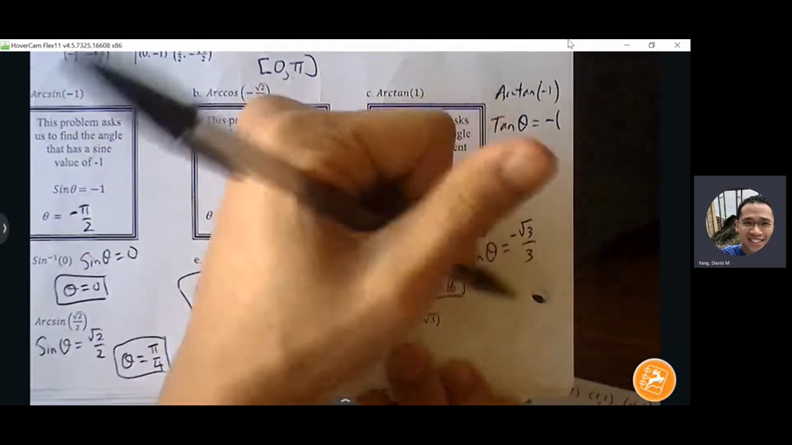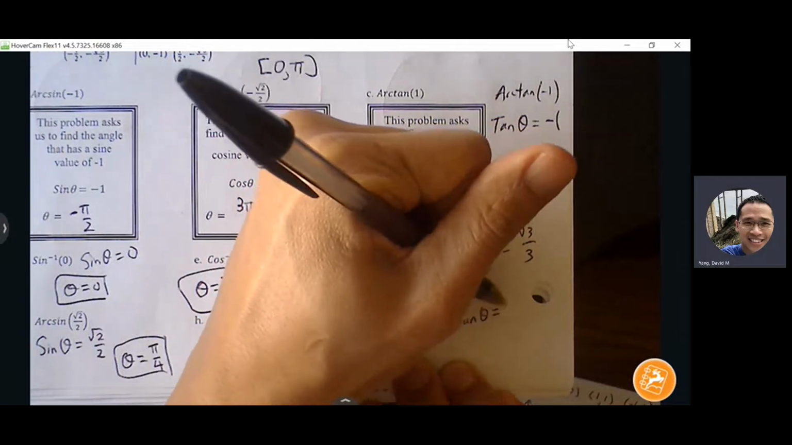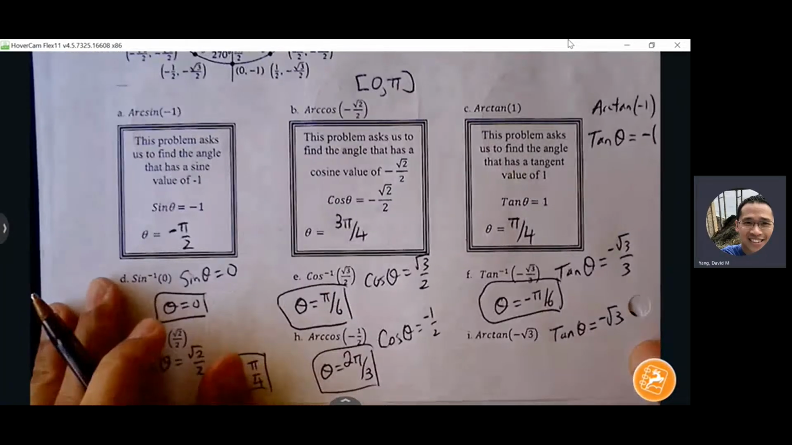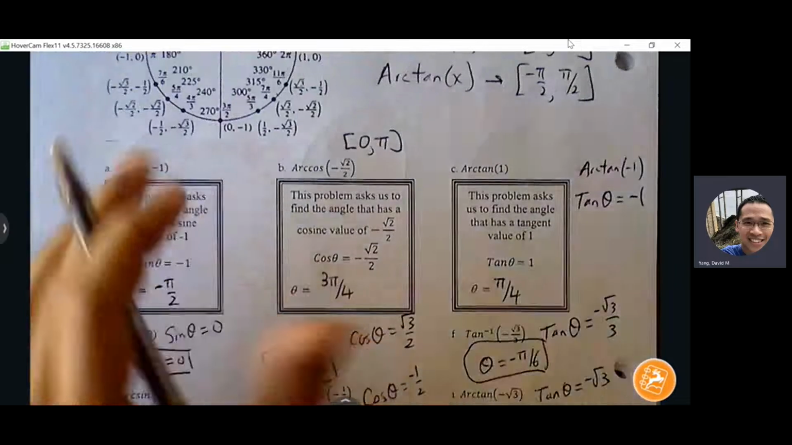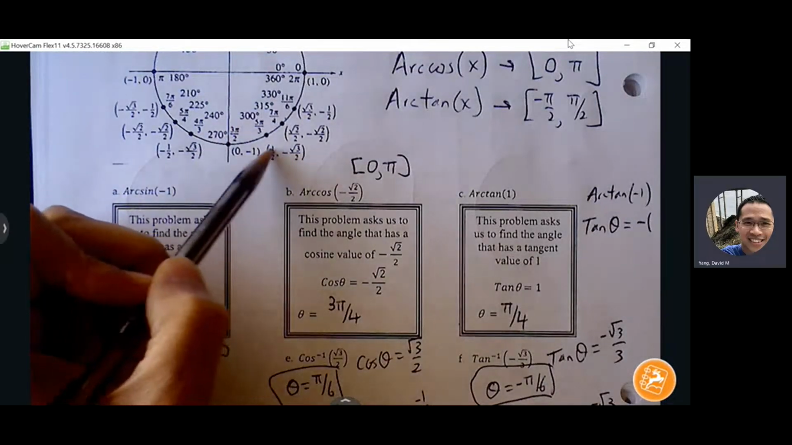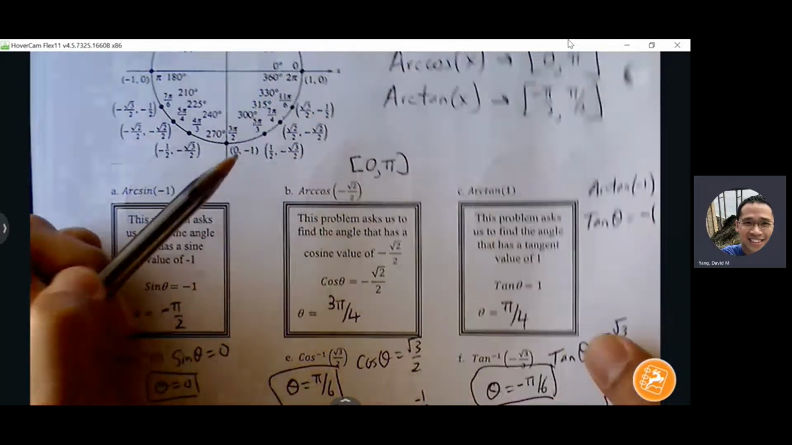Arctangent equal to negative root 3. So we ask ourselves, tangent of what angle measure is equal to negative root 3? Again, we see negative. Tangent is going to be in the fourth quadrant here. So where is negative root 3 going to occur? Instead of saying 5 pi over 3, we have to make an adjustment. We say negative pi over 3.